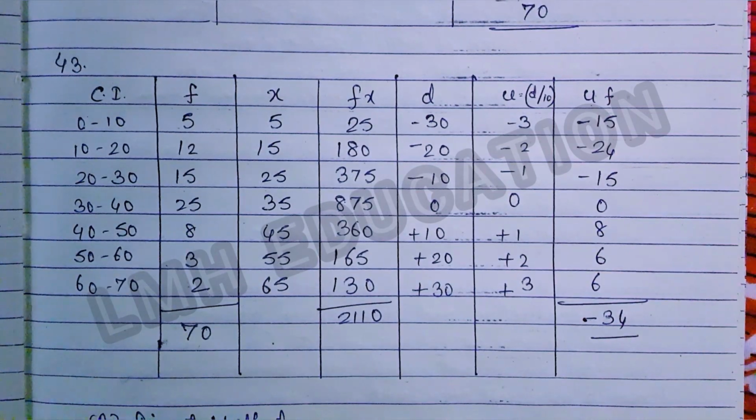First of all, you need to draw this table and then you will be able to calculate the mean by both the methods, that is the direct method and the step deviation method.